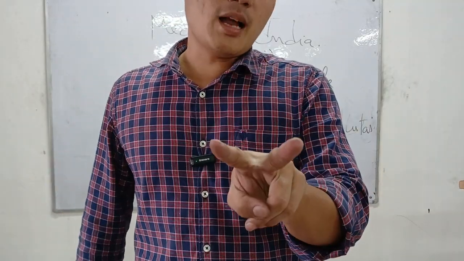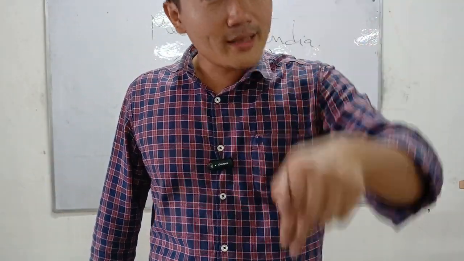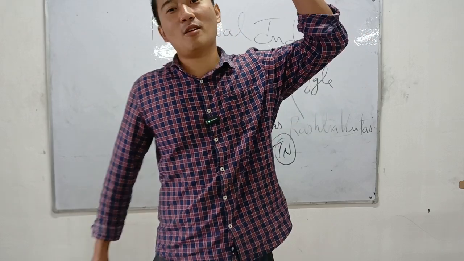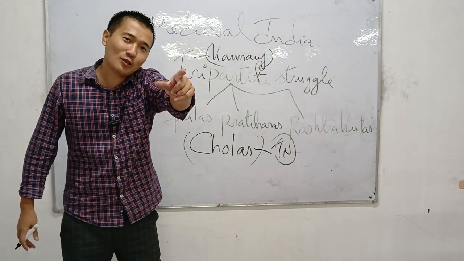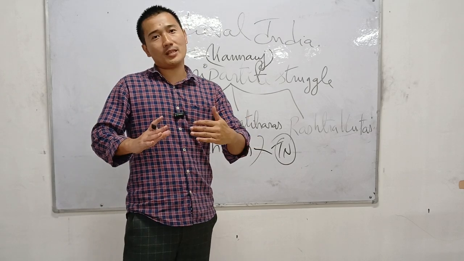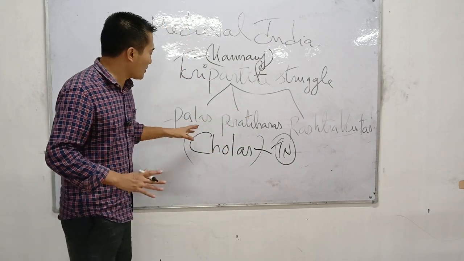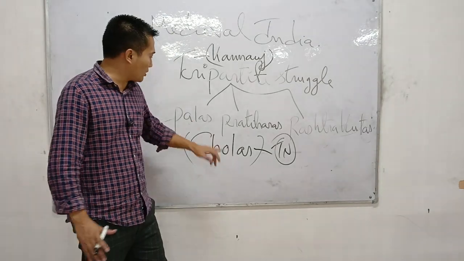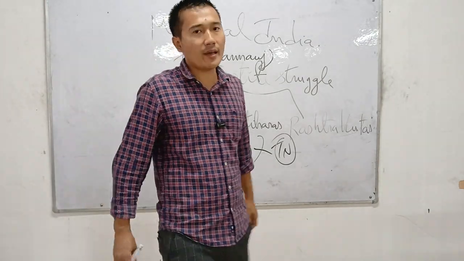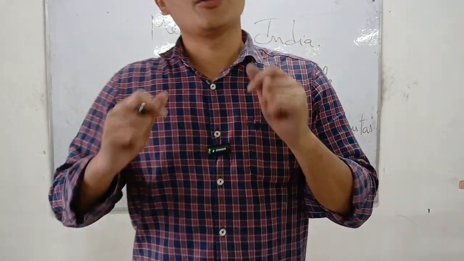Okay, the more confusion is this one. Even though we have 2 Cholas, both exist in South India, especially in the state of Tamil Nadu. So please do not confuse. We have one ancient Cholas, we have one medieval Cholas. And today, we will discuss the Palas, Pratiharas, Rashtrakutas, and we will end up with the Cholas.